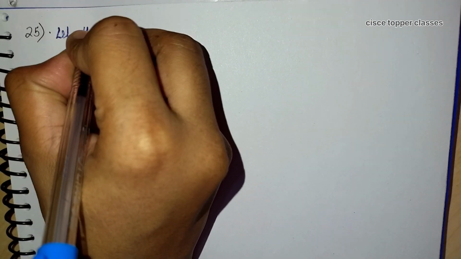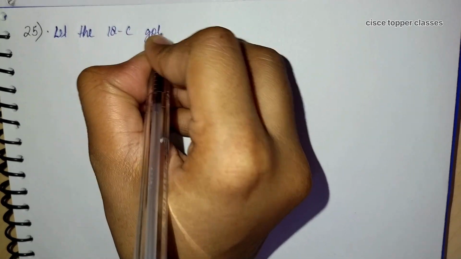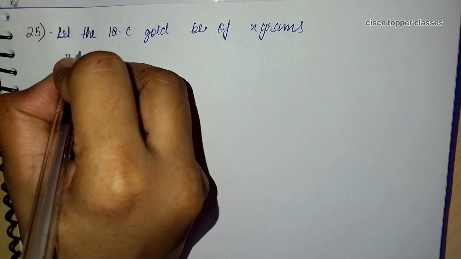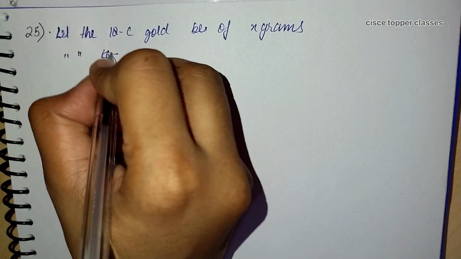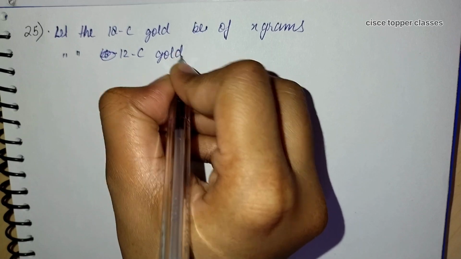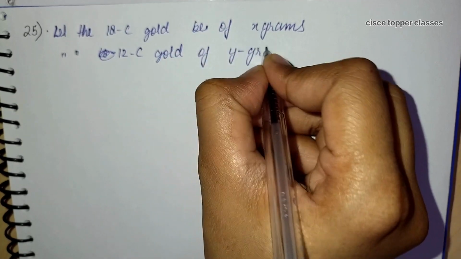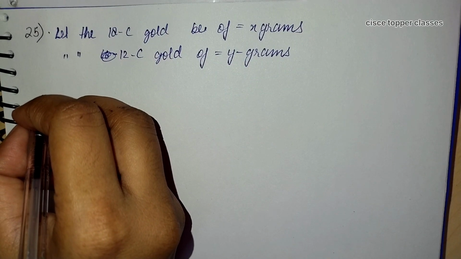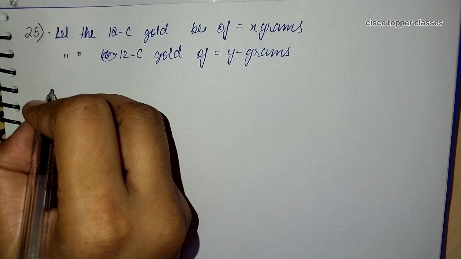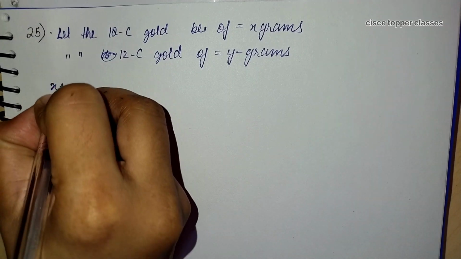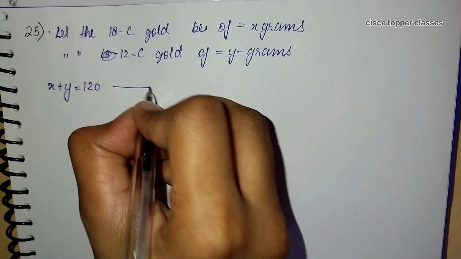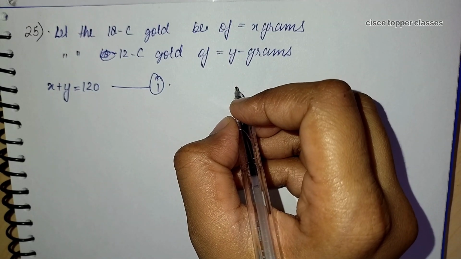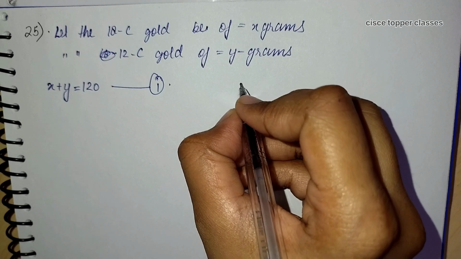Let the 18 karat gold be of x grams, and let the 12 karat gold be of y grams. So here on solving, how much of each bar will be melted to obtain a bar of 16 karat gold weighing 120 grams. So according to the first condition, here it is 120. Put it as the first equation. Now the pure gold is 24 karat. So firstly we will find the purity here.